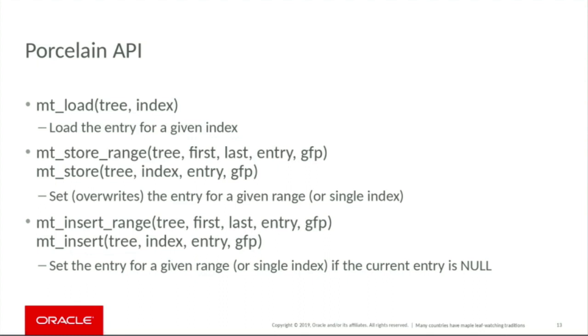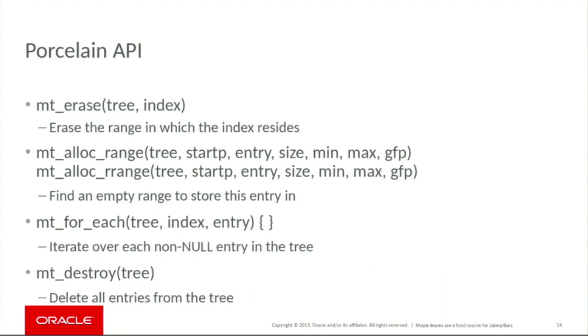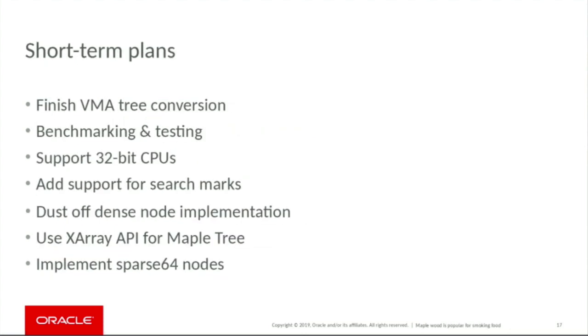I'm going to skip over the API. I do want to note the API we have is very, very reminiscent of the XArray API, and the intent is to unify the two, i.e. convert the MapleTree over to the XArray API. But we want to make this suitable for merging to handle the VMA problem, and then we'll come back and unify the two later.